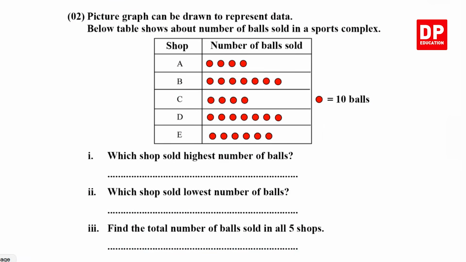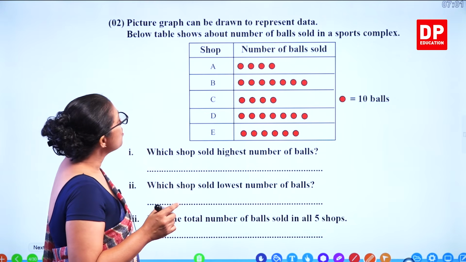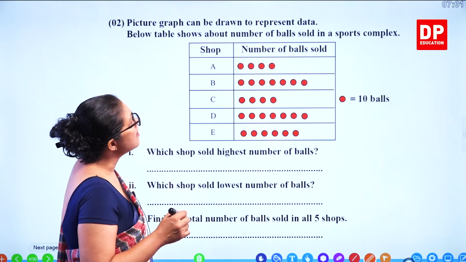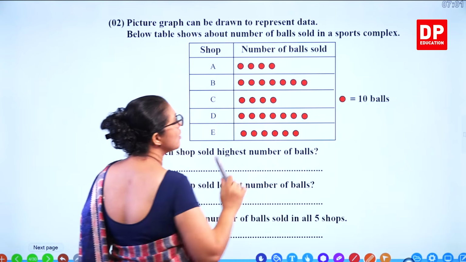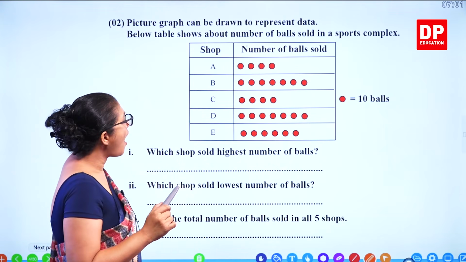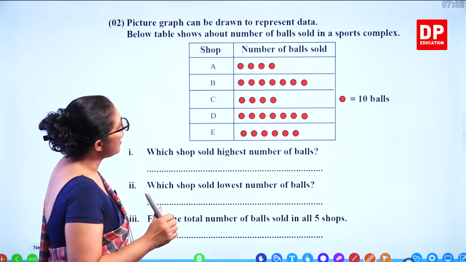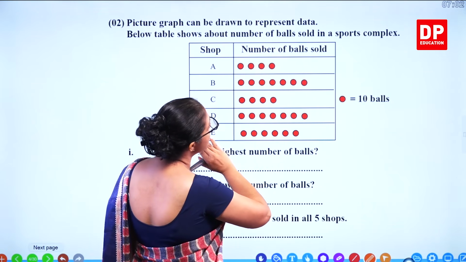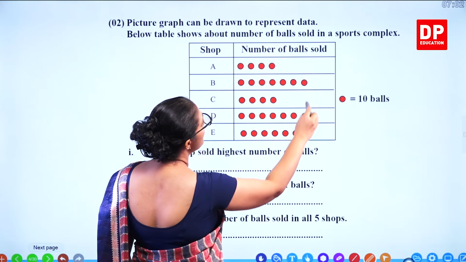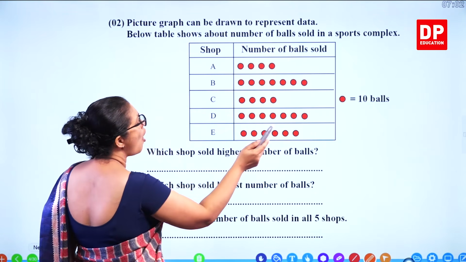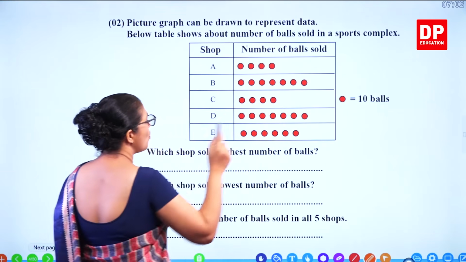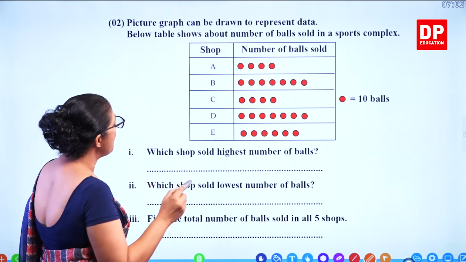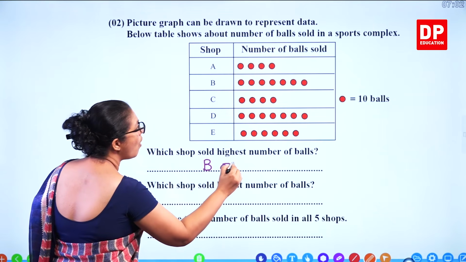Look at this picture graph. In grade 6, you have done picture graphs. The table below shows the number of balls sold in a sports complex. One circle means 10 balls. Which shop sold the highest number of balls? Now when you look at it, we can see the highest number is either this one or this one. So how many? 10, 10, 20, 30, 40, 50, 60, 70. So which shop? Either B or D.